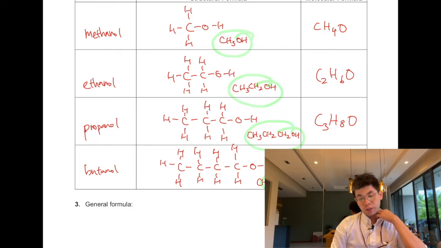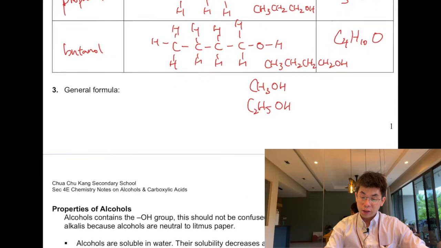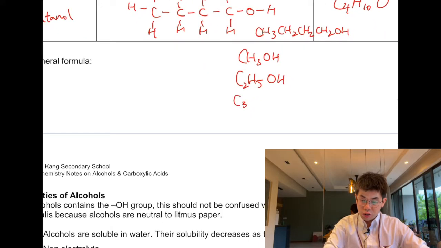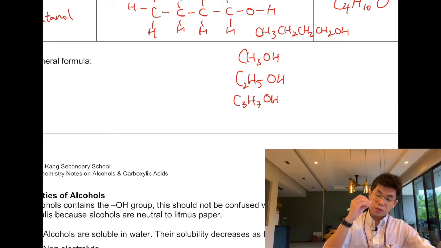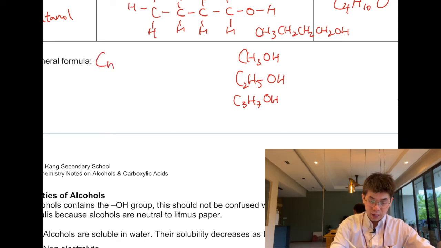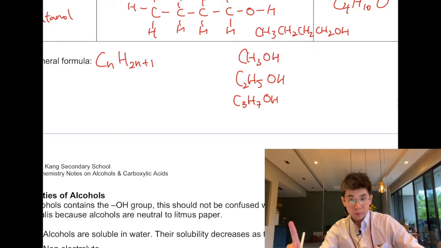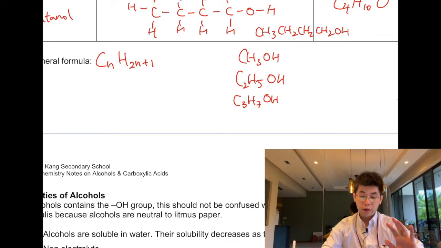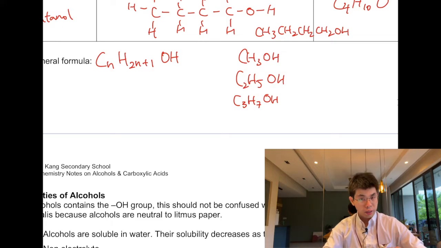What is happening over here? So you can think of a possible general formula. So we have CH3OH, we have C2H5OH, then after that we have C3H7OH. So do you see any patterns? You might notice that it is CnH2n+1OH. So this is something that you can derive by yourself.